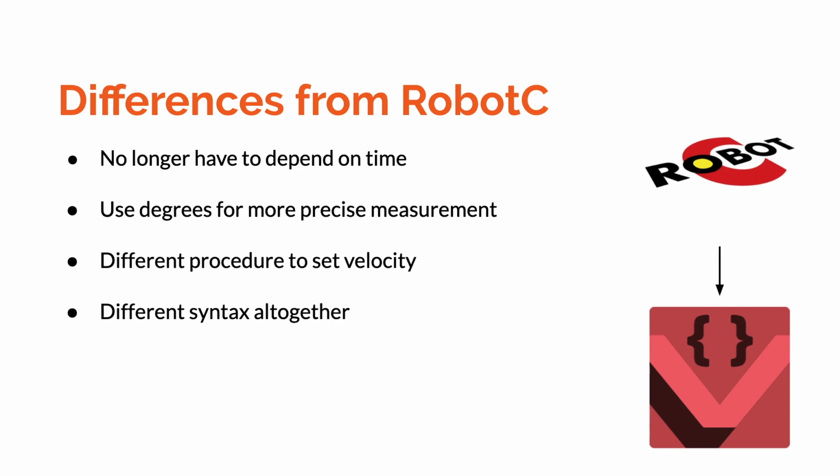So, the main differences from RobotC is that we no longer have to depend on time as a measurement of distance. We can use degrees in the V5 system for a more precise measurement, and in autonomous, there's a different procedure to set the velocity or speed, and the most obvious one is that the syntax is different altogether, especially for autonomous.